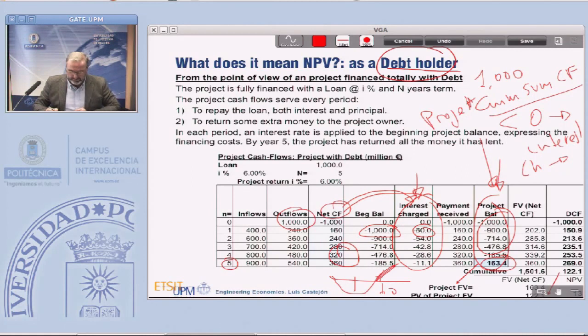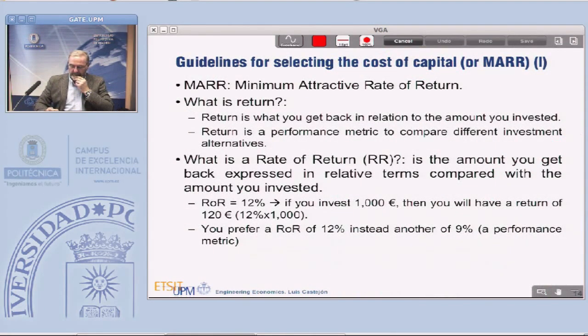Okay. So another important question, which we haven't talked about before, is which interest rate, which cost of capital, to use in every project. In the literature, for example the book of Chan Park, they use the concept of MARR, which is the minimum attractive rate of return. So the rate of return that is the minimum that any investor is expecting to invest in.